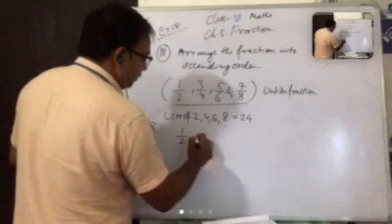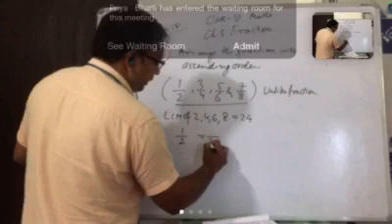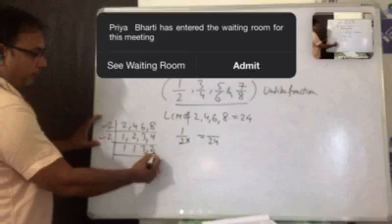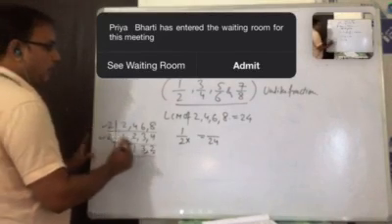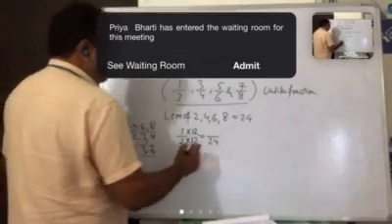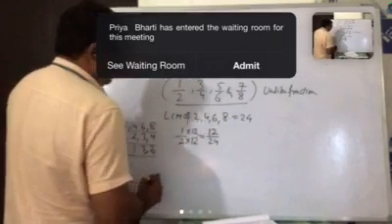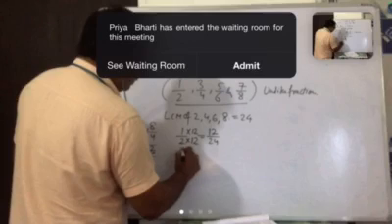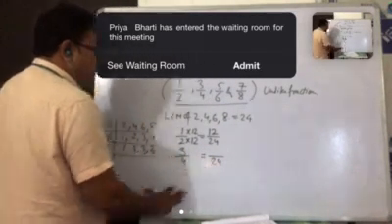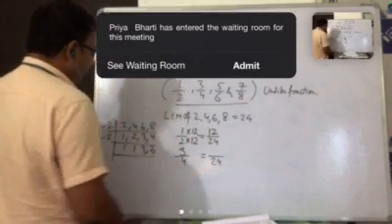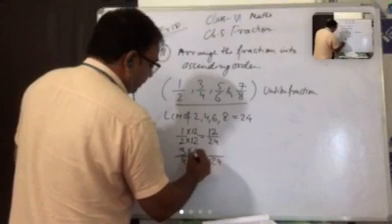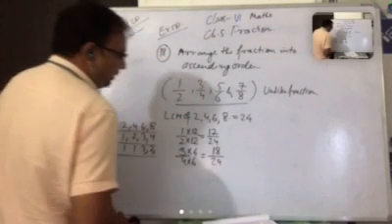So 1 upon 2, give some space and write the required denominator, that is 24. If we multiply 2 by 12 we get 24, and the same number is multiplied with the numerator also. So it will be 12 upon 24. Then 3 upon 4, give some space and write the required denominator, 24. We know that 4 sixes are 24, so 3 sixes are 18.